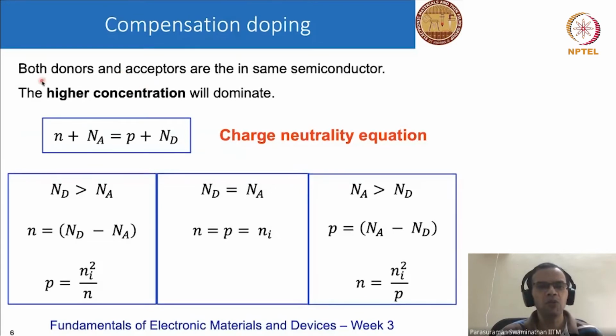If I have both donors and acceptors, it is called compensation doping, and the one with the higher concentration will tend to dominate. This we can see by writing what is called a charge neutrality equation, which says that the net negative charge must be equal to the net positive charge. So if I have a situation where Nd is greater than Na, donors greater than acceptors, I have an N-type semiconductor. If acceptors are greater than donors, I have a P-type semiconductor, and if both are the same, then I'm back to an intrinsic semiconductor.